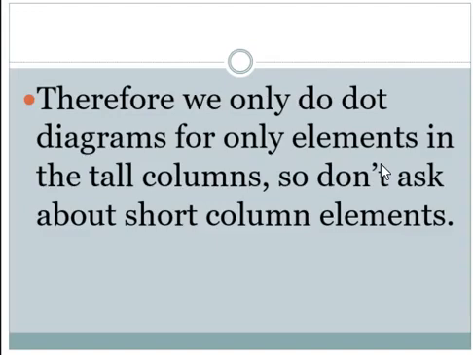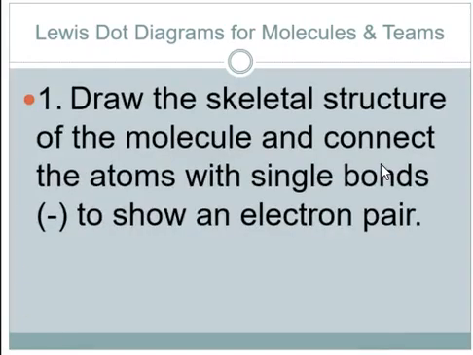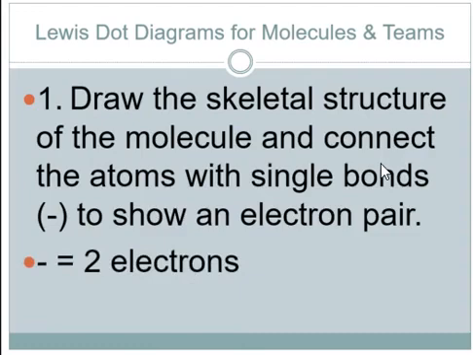So we're going to copy down the rules, and at first the rules might not make any sense, but just copy them down so that you have them for when we do our practice problems, and that way you also have them on test day. So rule number 1 is draw the skeletal structure of the molecule and connect the atoms with single bonds. A dashed line shows an electron pair. So a dash is equal to 2 electrons. A dash is a single bond. So 1 dash equals 2 electrons.